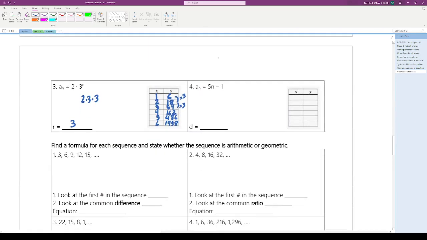Okay, so number 4, we have 5n minus 1. So our first term, if we plug in 1, would be 5 minus 1. That would be 4. 1, 2, 3, 4, 5, 6. And then if we plug in 2, we'd have 10 minus 1. That's 9. And we're adding 5 at each step. Our common difference in front of our n there is 5. So we'll go 4, 9, 14, 19, 24, 29. And if we want to go back and check, plug in 6 here. 5 times 6 is 30, minus 1 gives us 29.